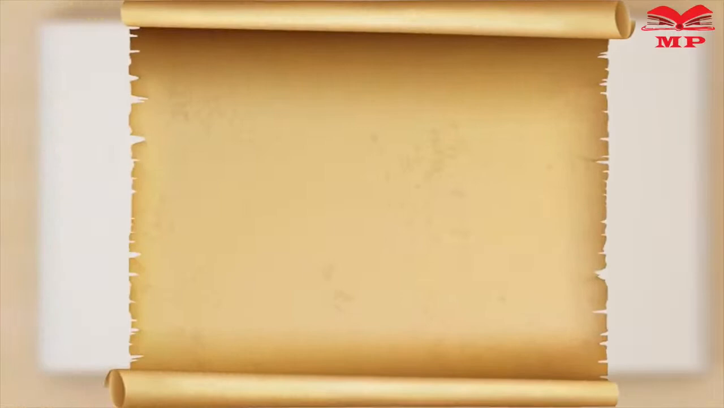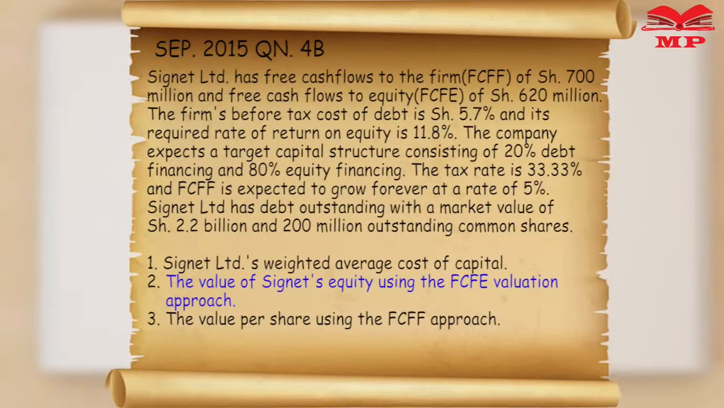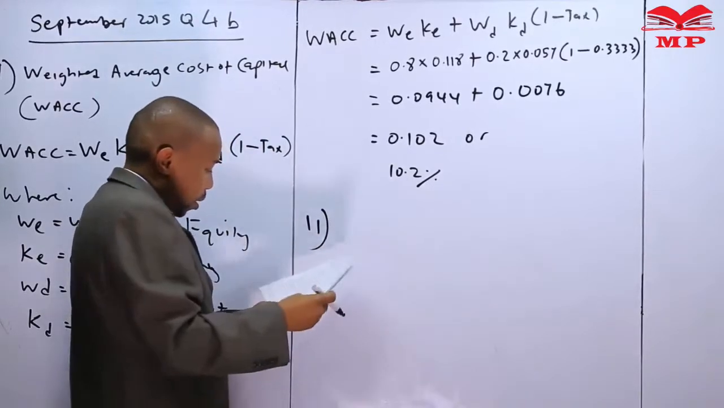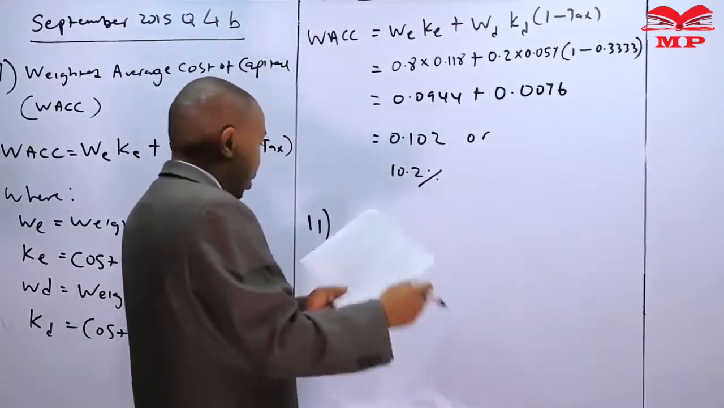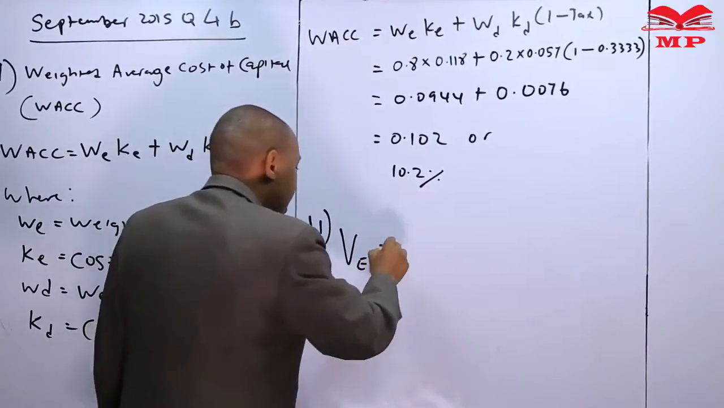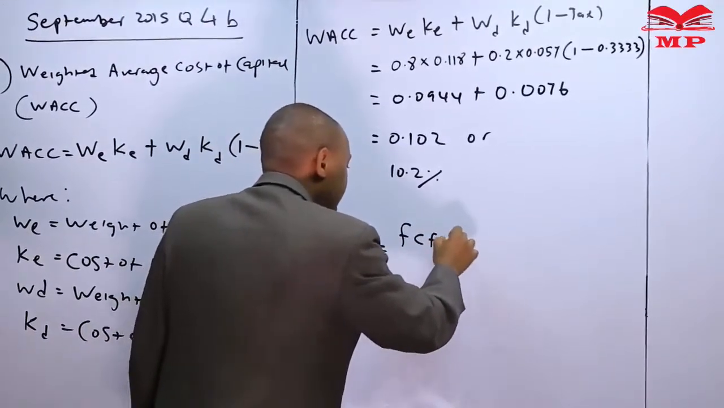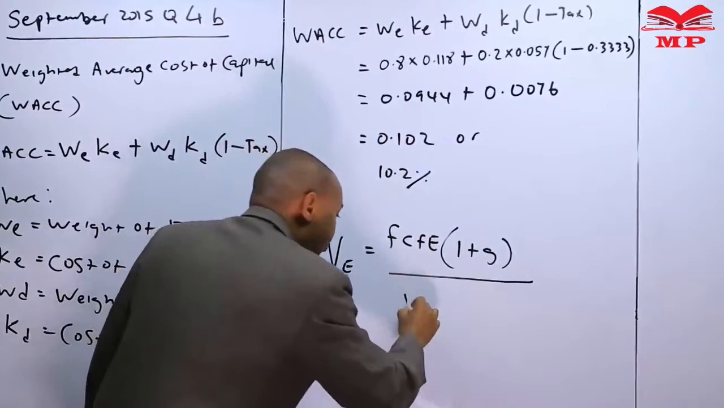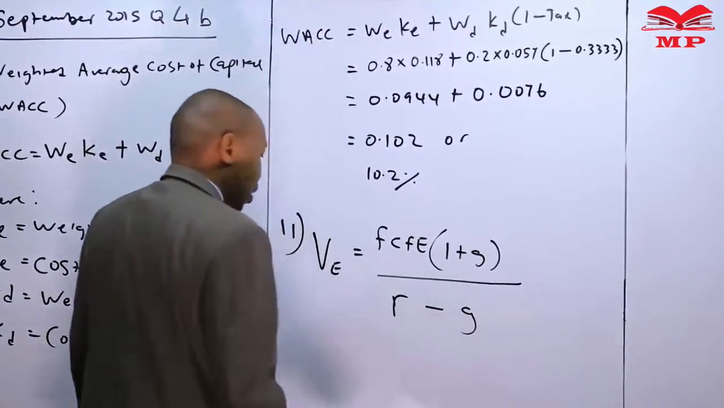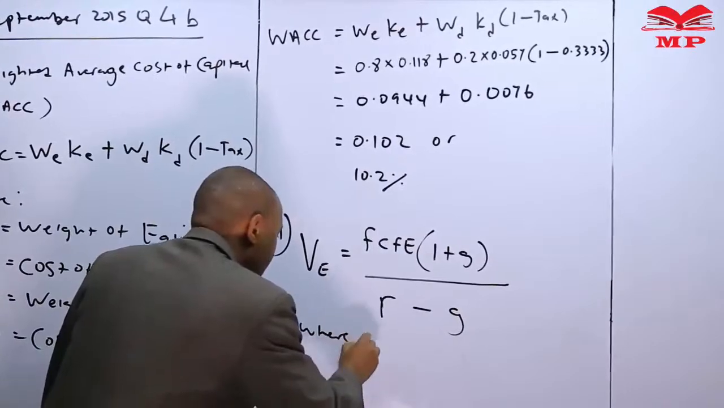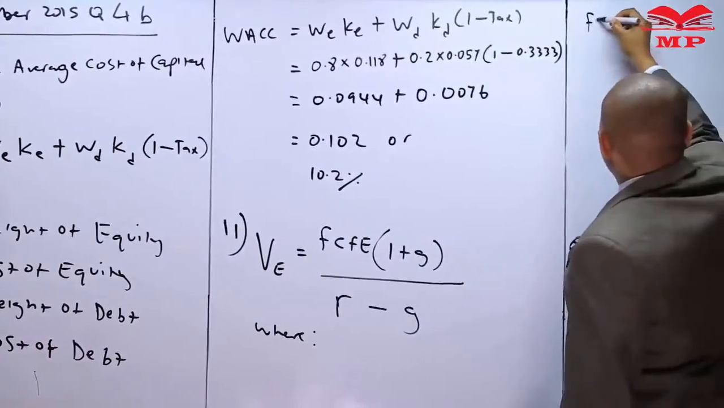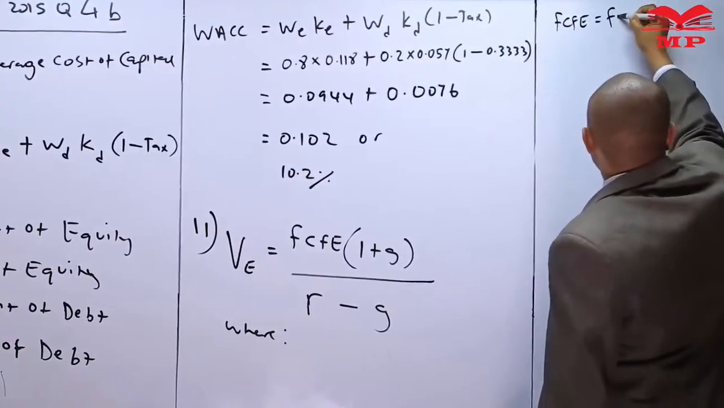Part 2 of the question is asking the value of Signet's equity using the FCFE valuation approach. So we need to calculate the value of equity. So VE is given as FCFE, I'll explain these inputs, 1 plus G over R minus G. Where FCFE is free cash flow to firm.